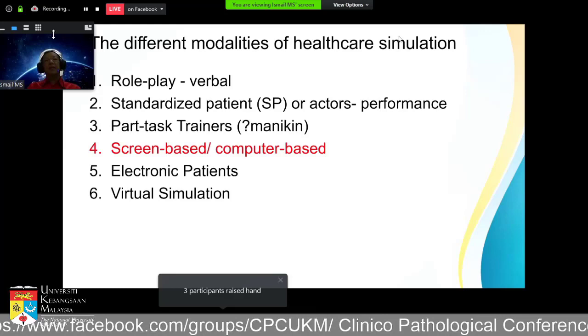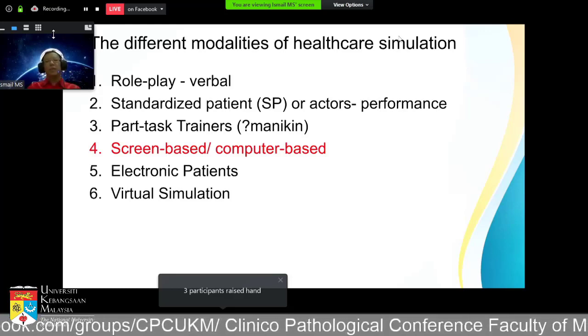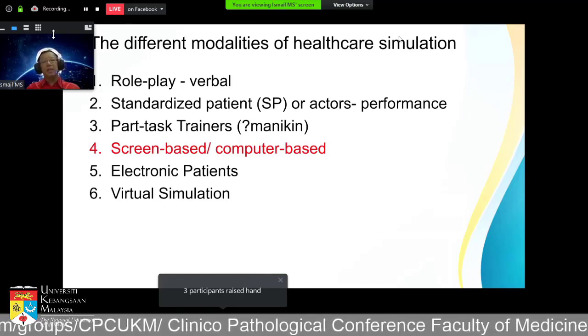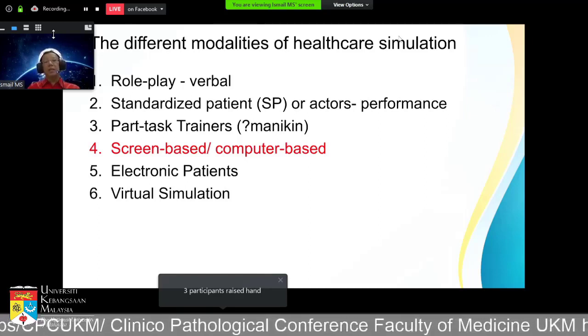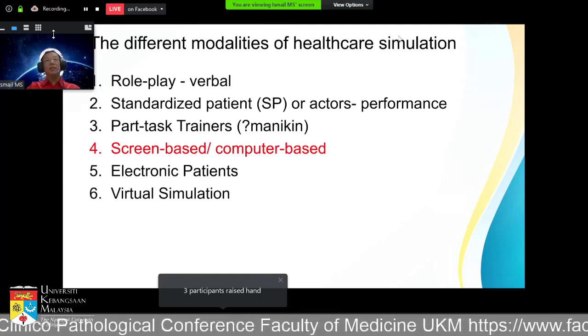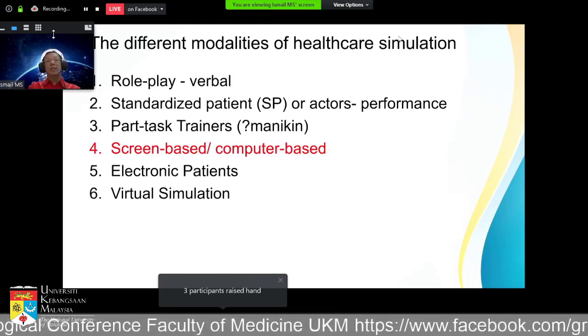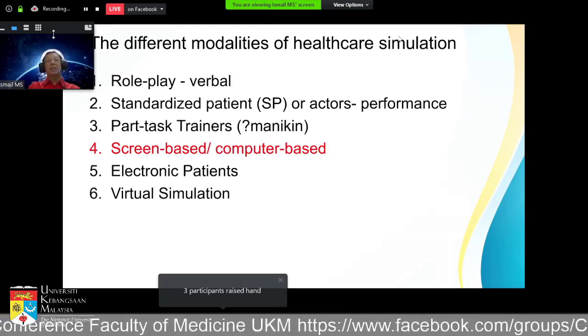Then, if you want to do some small, simple procedures, and you don't want to have a human being, a patient or an SP, you do it on task trainers. And then after that, screen-based simulation or computer-based simulation is another modality, and it is now coming up, and a lot of people are talking about it.